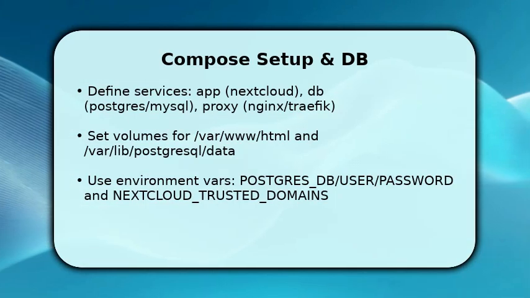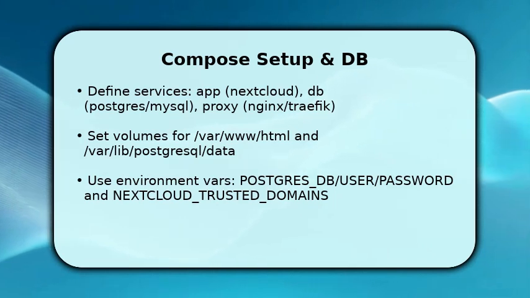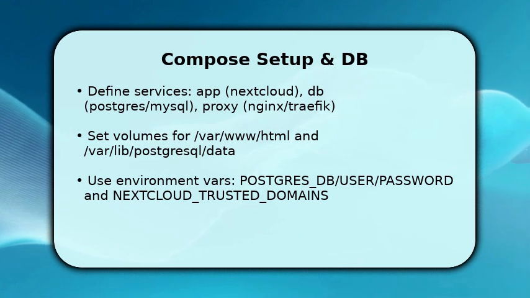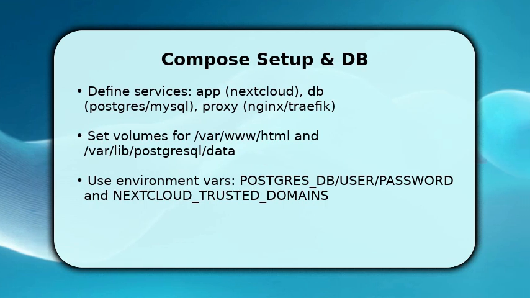You now write the Docker Compose YAML. Add an app service pointing to the official Nextcloud image, a database like Postgres or MariaDB, and an optional reverse proxy such as Nginx or Traefik. Bind volumes for /var/www/html and the database's data directory to persist files.